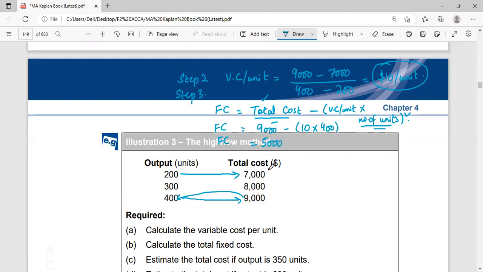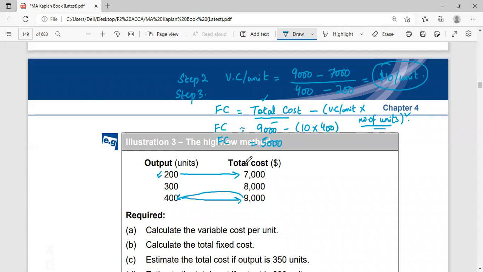Now you can also take the lowest cost. For example, you do it by yourself. You take lowest cost outside, that is 7,000, and inside you take the lowest activity level, 200. And tell me what will be the answer of fixed cost. Calculate it by yourself and let me know what will be the answer. Is it 5,000? Yes, it will be the same.